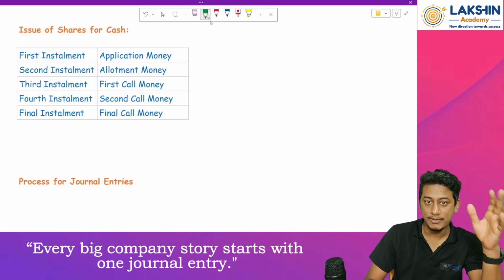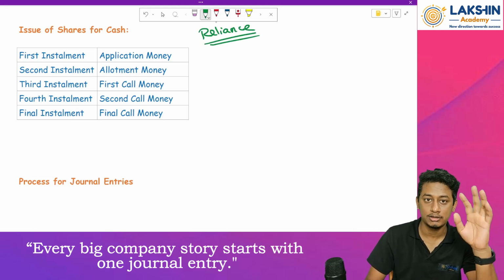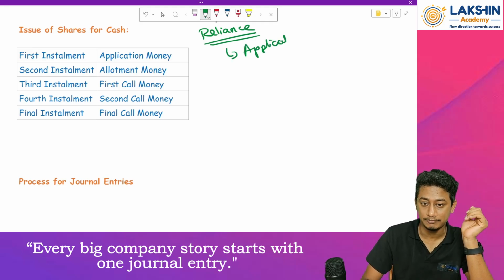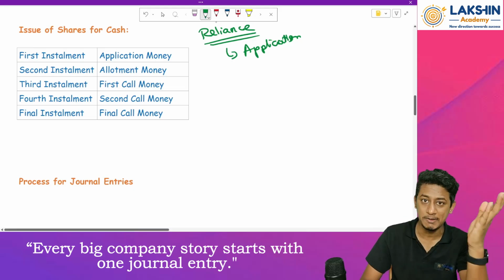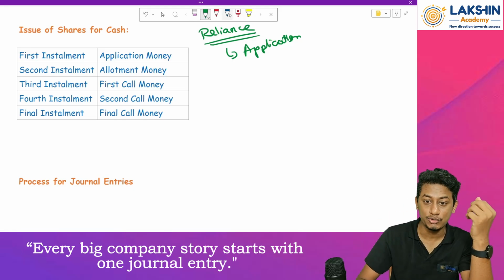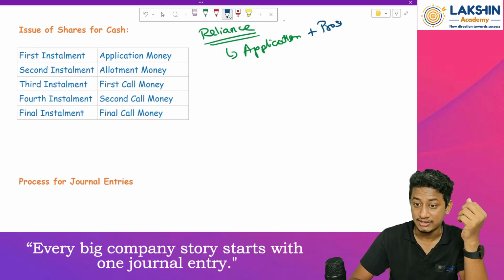See, what happens when you issue a share? Let's say Reliance issues shares. Reliance is going for a public offer. So what Reliance does is it asks for applications from people, because the company won't know who is interested to buy. When I say public, there are so many people, right? So the company issues an application along with something called a prospectus, right?